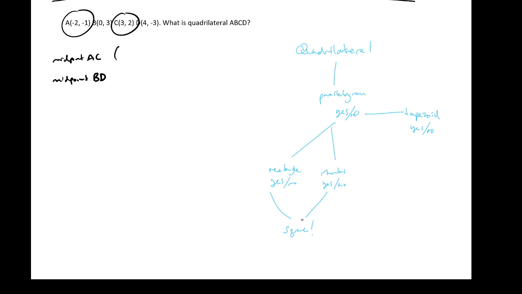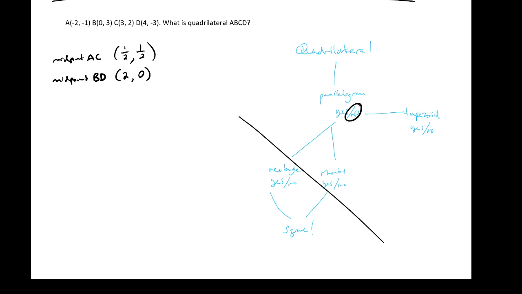So it's going to be the sum -2 plus 3, which is going to be 1 over 2, comma, I have -1 and 2, which is going to be 1 over 2. That's AC. BD, I have 0 plus 4, which is going to be 2, comma, 3 minus 3 is going to be 0. Gentlemen, this is not a parallelogram. So all this stuff is going to get excluded. Now, we need to check if it's a trapezoid, yes or no.